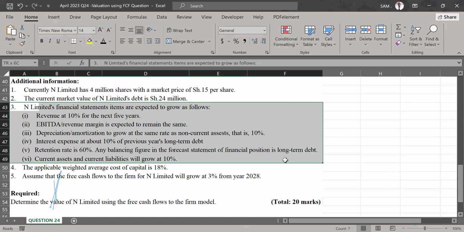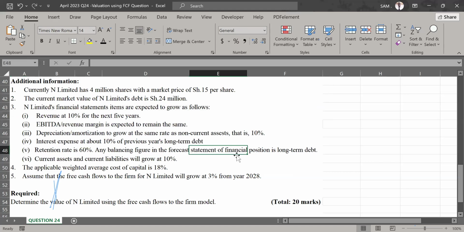The only thing remaining in the whole of that note 3 is the part of long-term debt being the balancing figure. That's the only thing we will come back to check. But all the other things we've taken care of. I hope we are together.